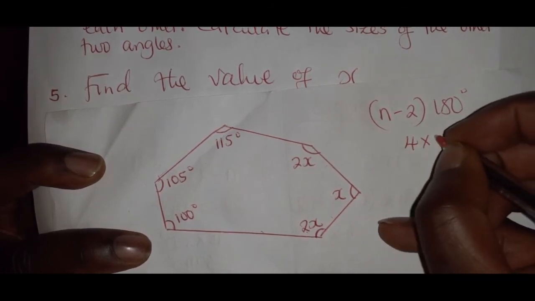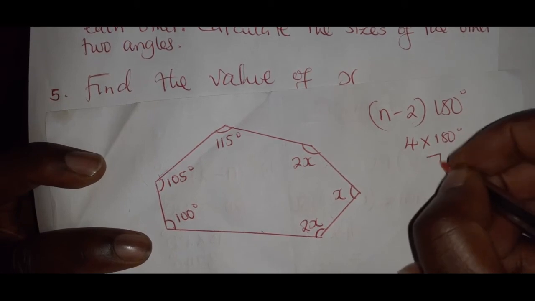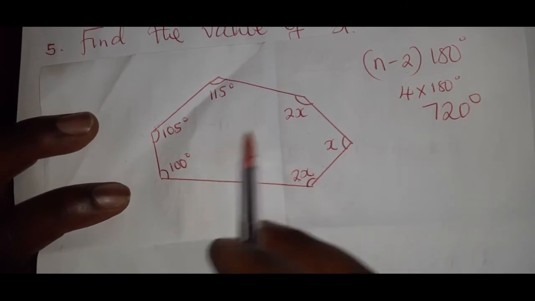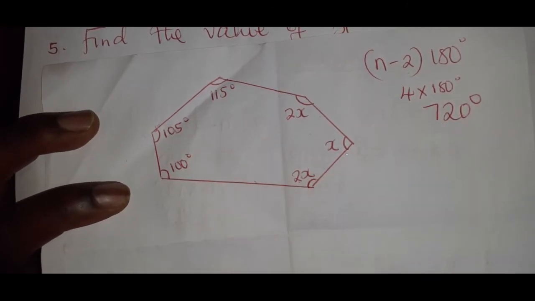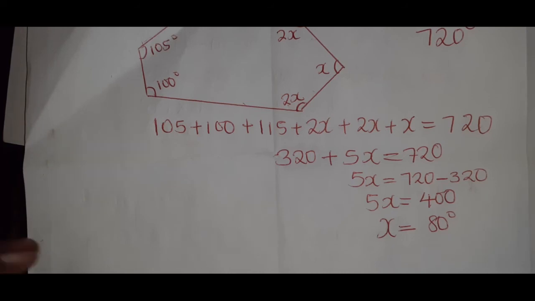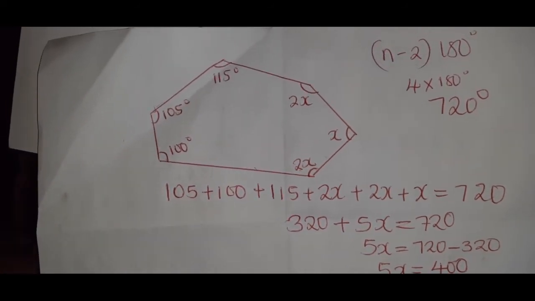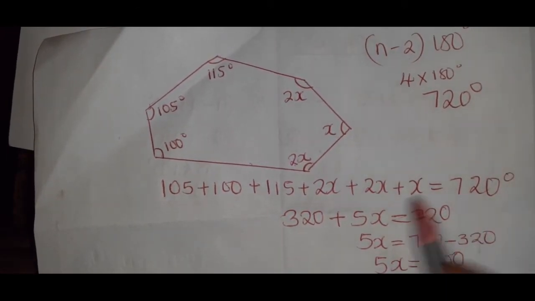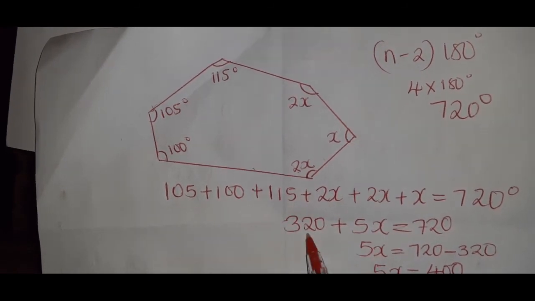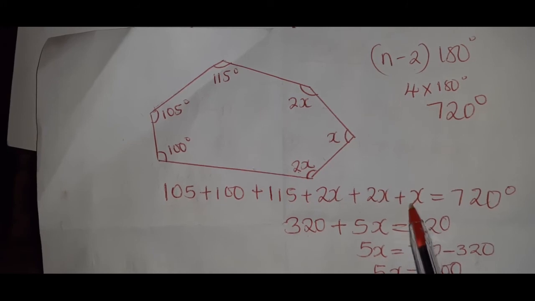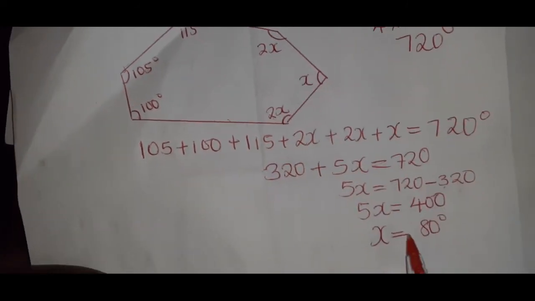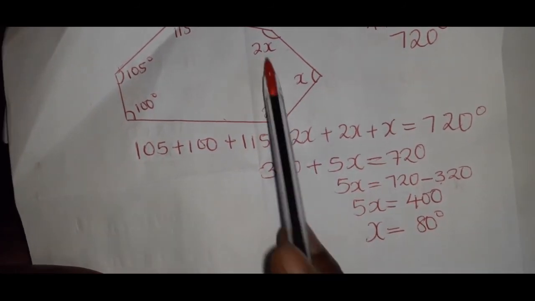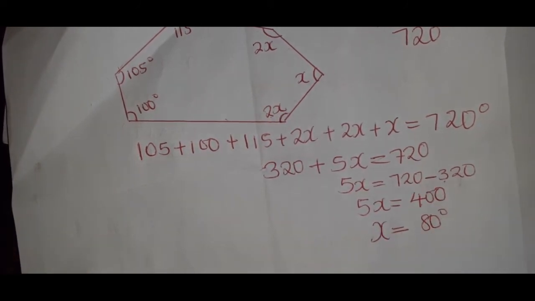So this will be 4 multiplied by 180, which gives you 720. Then you add all these angles and equate them to 720. When you add these 3, 2x plus 2x plus x gives 5x. Put the like terms together. Finally, this angle here is 80, this one is 160, and even this one is 160. Basically, this is what you're supposed to do.